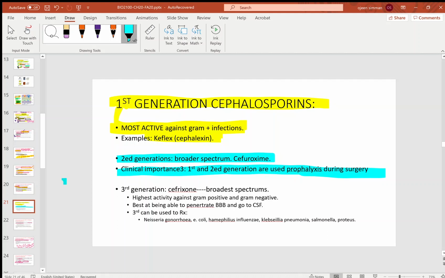Third generation cephalosporins. These have an even broader spectrum, meaning they can act against more gram positives, and now they also cover more gram negatives. These are very good because they are able to penetrate the blood-brain barrier and go to the cerebrospinal fluid, which means you can use them to treat central nervous system related infections.